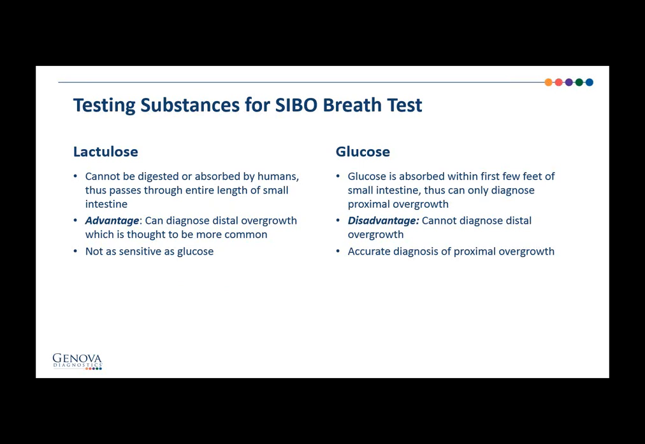Glucose is another substrate that people may use, and it's absorbed within the first few feet of the small intestine. Thus, it can only diagnose proximal overgrowth. So the disadvantage is you're not going to be able to see if they had a distal SIBO.